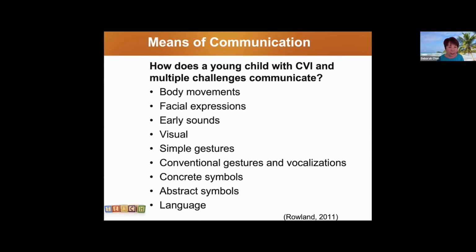Concrete symbols are those symbols that are tangible. The child can handle them. So is it a picture, an object, or something that's a homemade kind of symbol the child recognizes, a piece of an object? Or are they abstract symbols, such as a manual sign, or a brailled word, or one word print, or a spoken word? Or does the child use 2 or more abstract symbols and so has language?